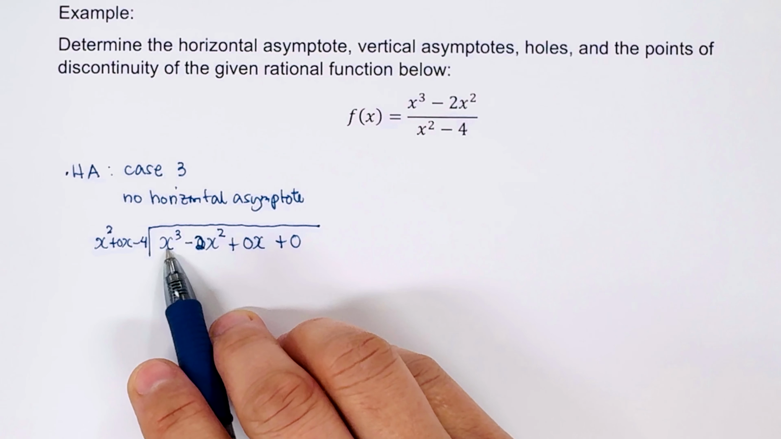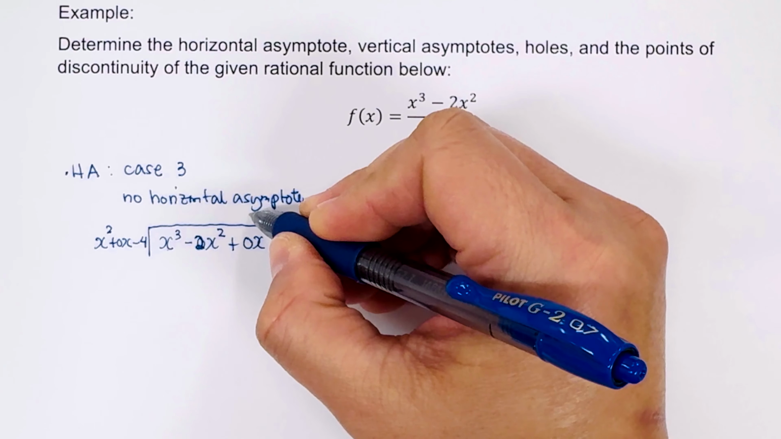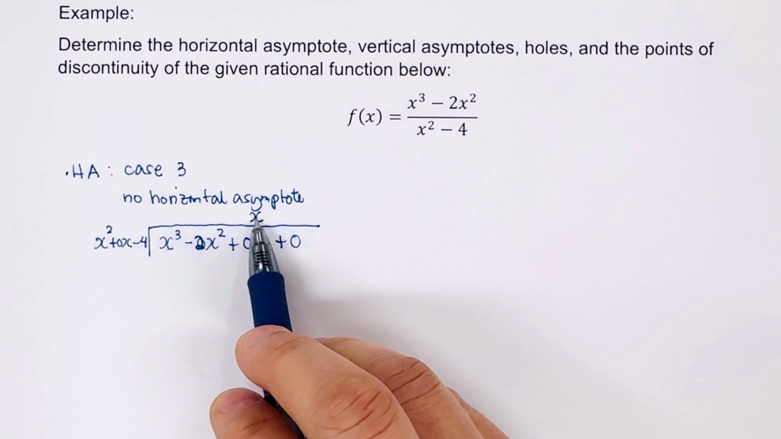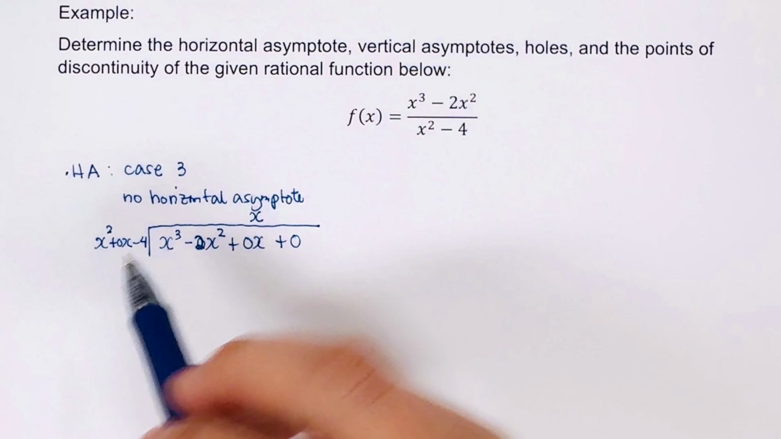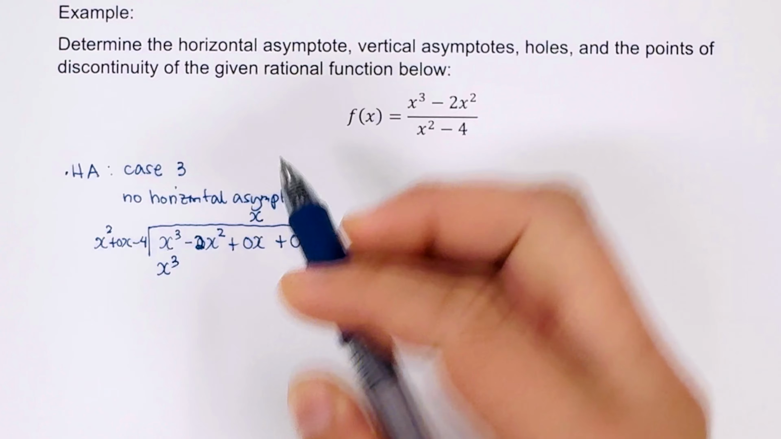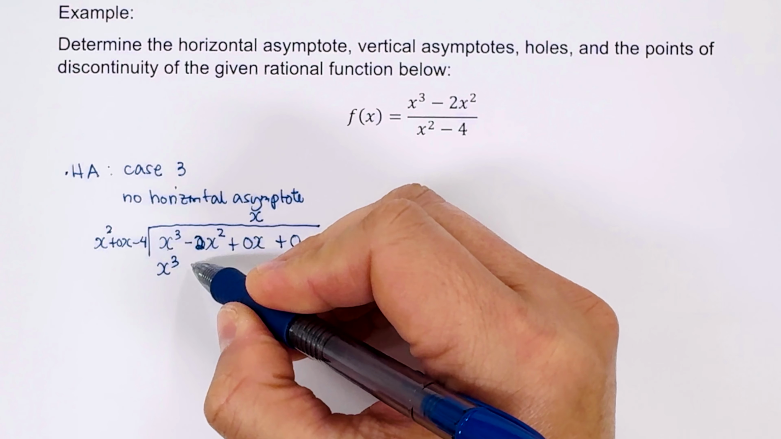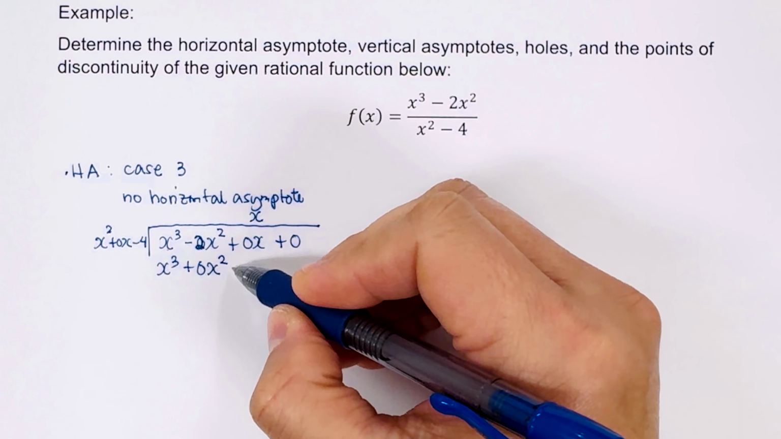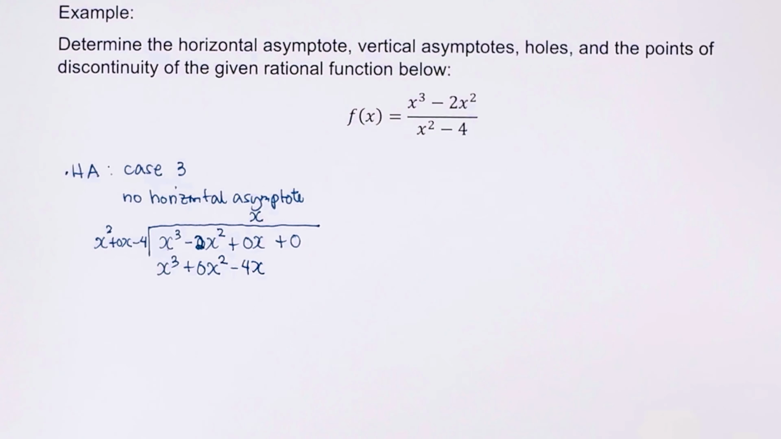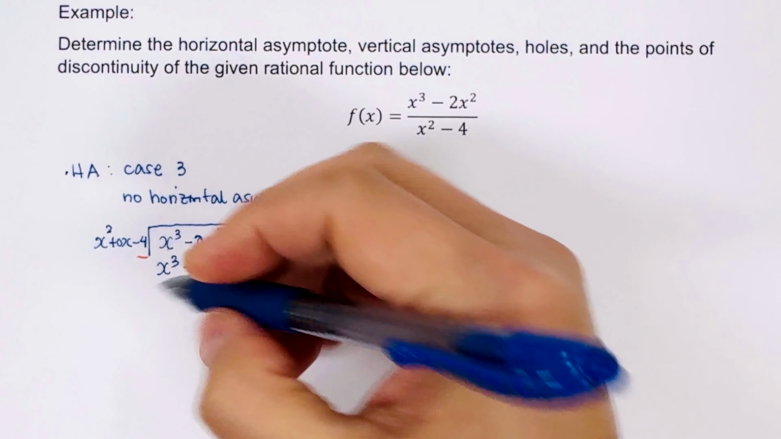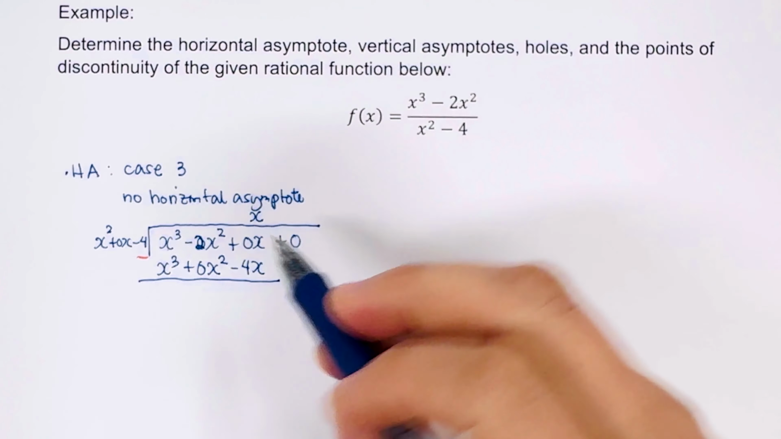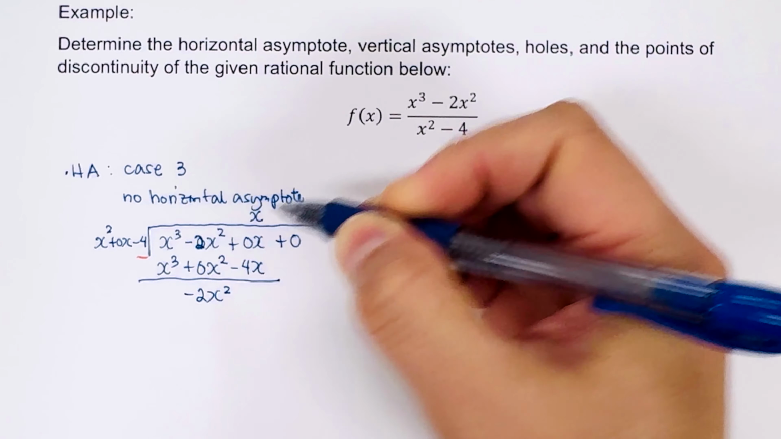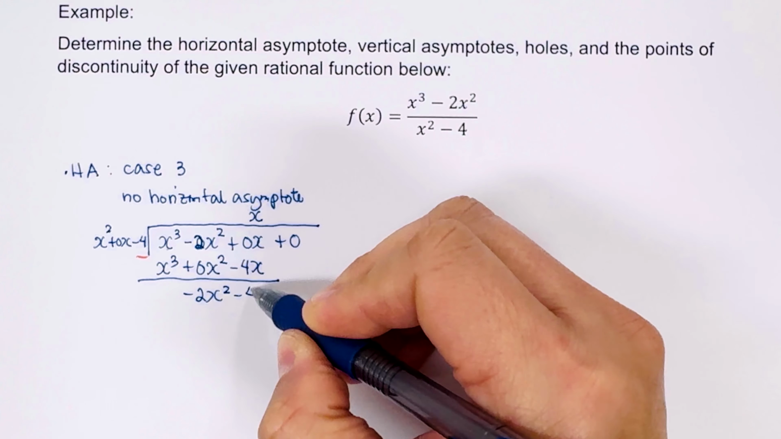x cubed divided by x squared is x. And we multiply this x with each of the terms here. So x times x squared is x cubed. And then we have x times 0x is 0x squared. And then we have x times negative 4 is negative 4x. So we're going to subtract these two together. So then this would come out negative 2 minus 0 is negative 2x squared, and then we have a negative 4x.